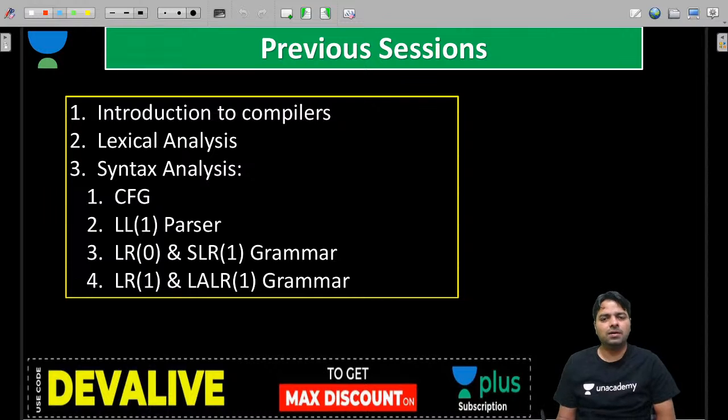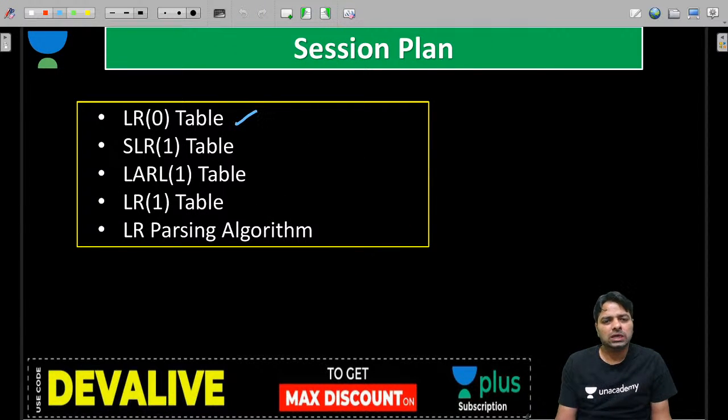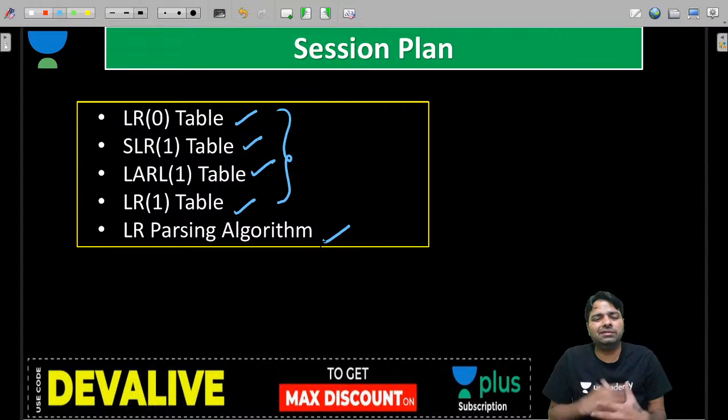In this session, let's see what we have done so far, guys. In syntax analysis, we have learned these 4 grammars, including the top-down parser, as well as what is context-free grammar, ambiguous and unambiguous. And what we are going to do today is how to construct an LR0 table, SLR1, LALR1, LR1 table, and then what are the differences, and how to do the reverse of RMD with the help of this table. So this is today's agenda.